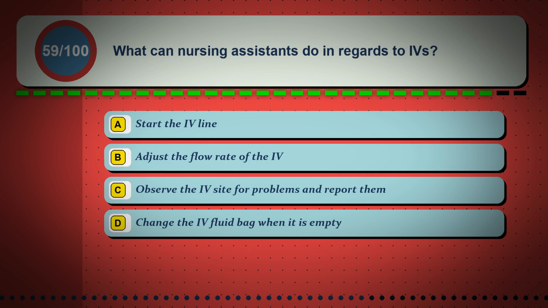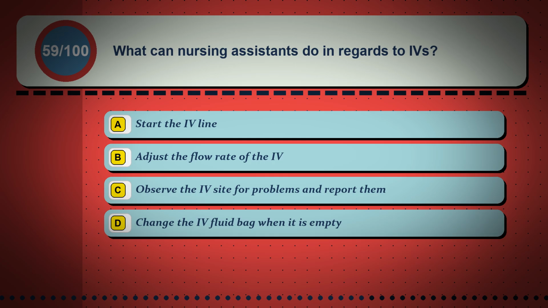Question 59. What can nursing assistants do in regards to IVs? Option A, start the IV line. Option B, adjust the flow rate of the IV. Option C, observe the IV site for problems and report them. Option D, change the IV fluid bag when it is empty.